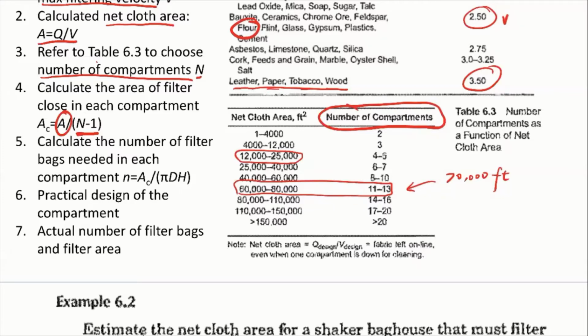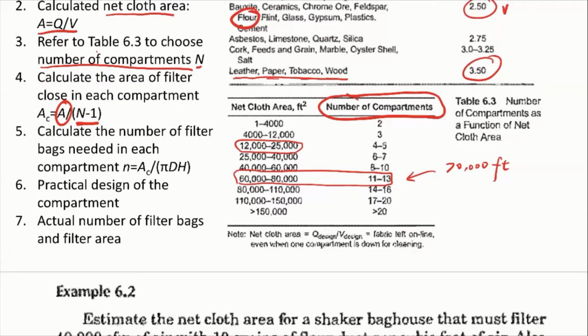We were mentioning that a compartment can be periodically cleaned, right? So if it's cleaned, it's taken offline. We have to make sure that the filter media can still handle all of the flow rate and all of the particles when one of the compartments is offline. So we have to calculate the area of the filter in each compartment, and that is calculated by AC equal to A divided by N minus 1. Okay, so once we know the filter area in each compartment, then we can look into how many filter bags we need in each compartment.